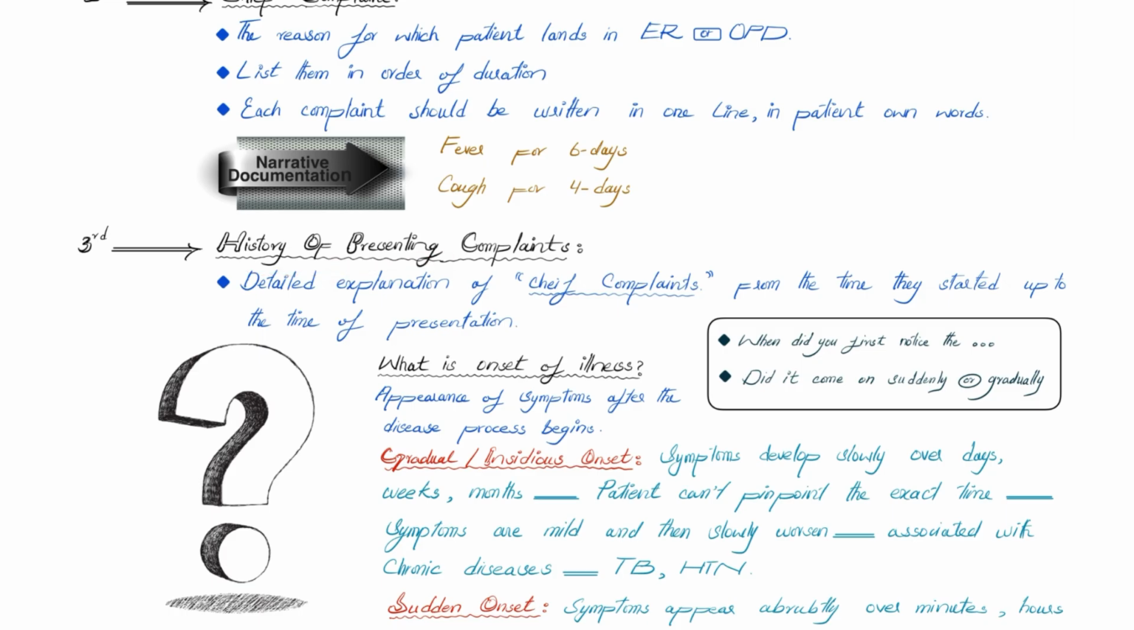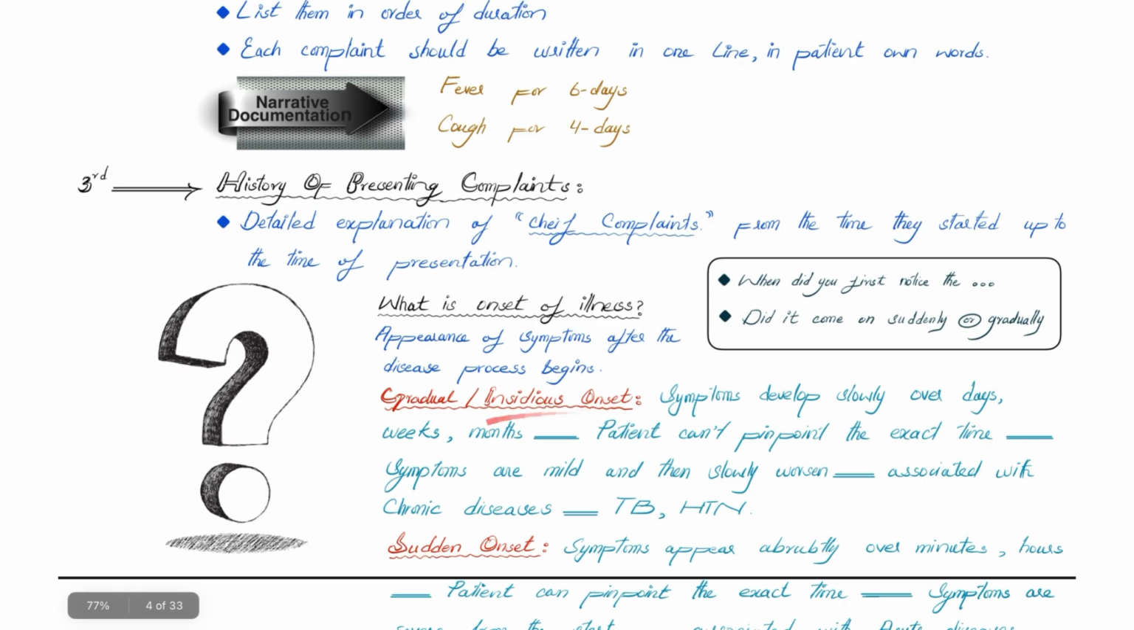There is one confusing term for medical students, and I need to clarify this: what is onset of illness? Onset of illness means appearance of symptoms after the disease process begins. Now, onset of disease can be either gradual or sudden.